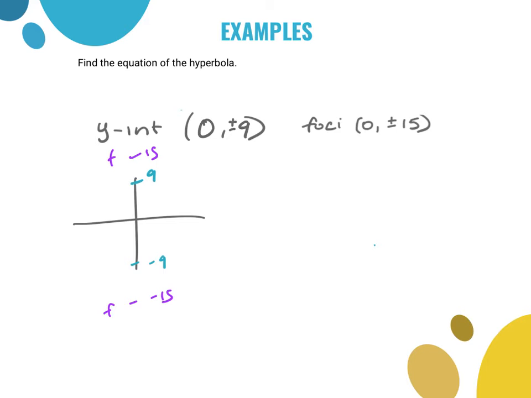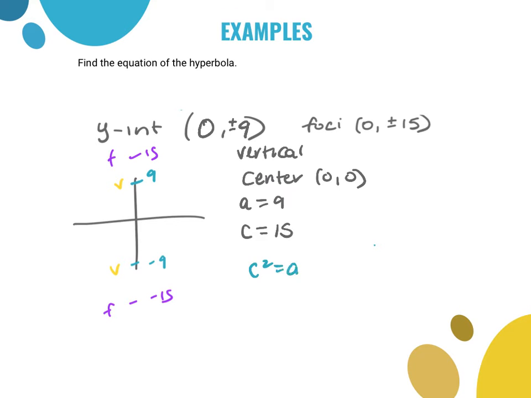The difference between the foci is now on that vertical axis, so I know that that y-intercept is really a what? A vertex. So I know that this is vertical. I know that my center is at 0, 0, halfway between either of those points. I know that my A is 9, and I know that my C is 15. So now the only other thing I need is B.